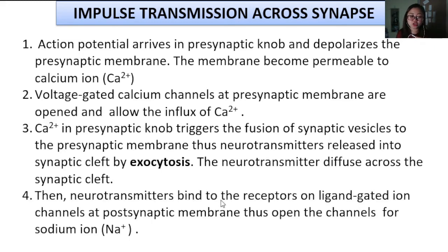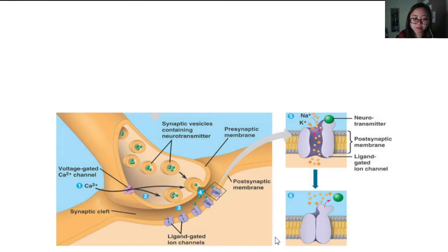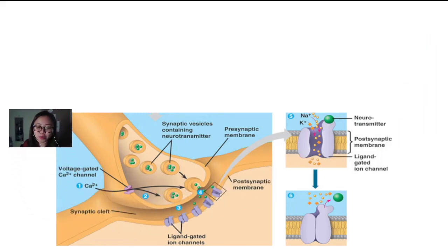And then the neurotransmitters will bind to the receptors on ligand-gated ion channels at the postsynaptic membrane and thus open the channels for sodium ions. So, bila itu neurotransmitter sampai di seberang, dia akan membuka ligand-gated ion channel dan itu akan menyebabkan sodium ion masuk di dalam postsynaptic membrane.